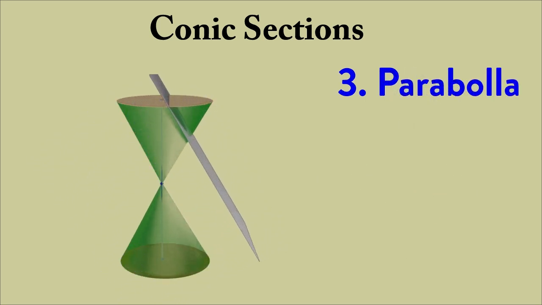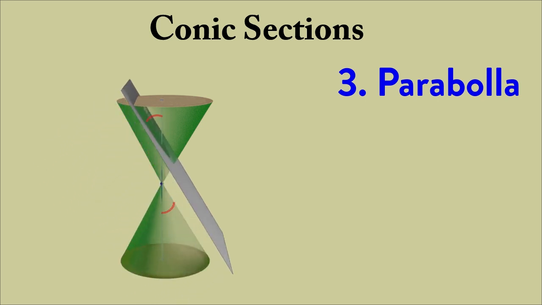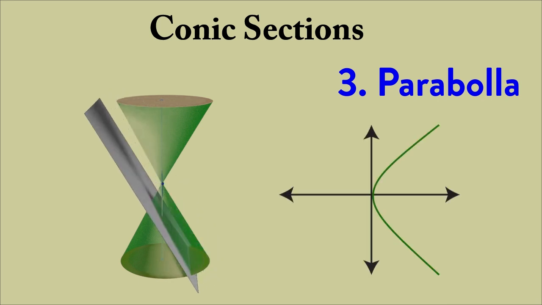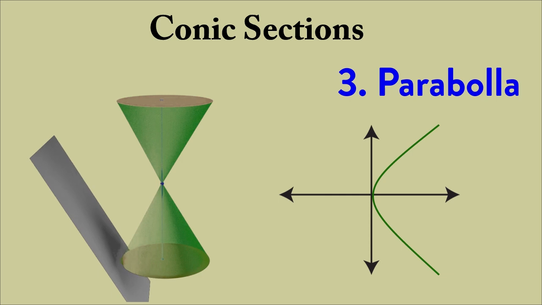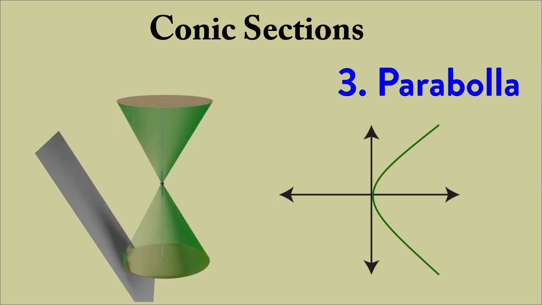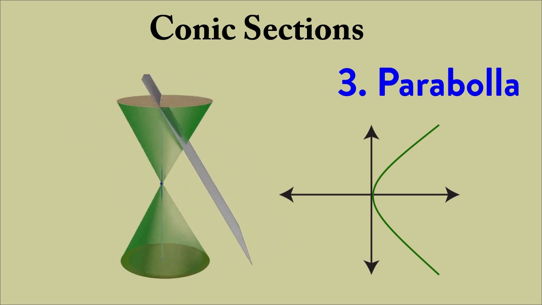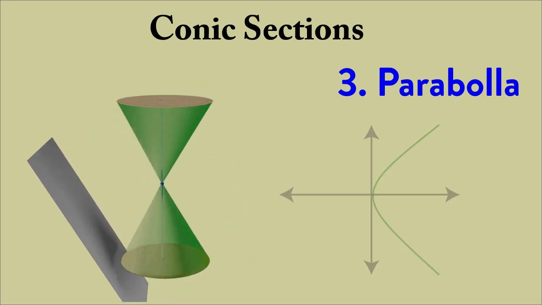If the plane cuts the double right circular cone by making the angle equal to the vertex angle, then it forms a parabola. In this animation, you can see that if the plane makes an angle equal to the vertex angle, then the plane cuts only a single cone, lower cone or upper cone.